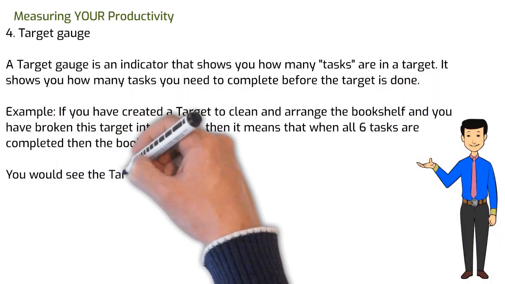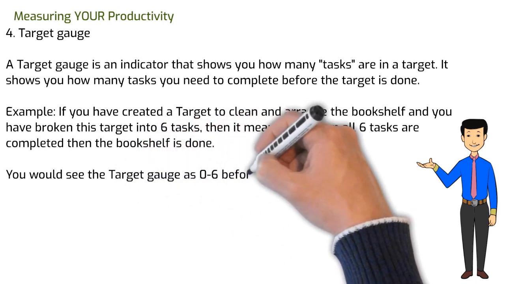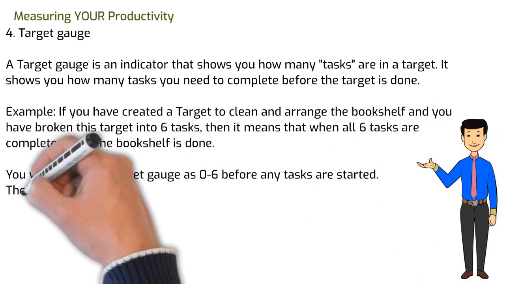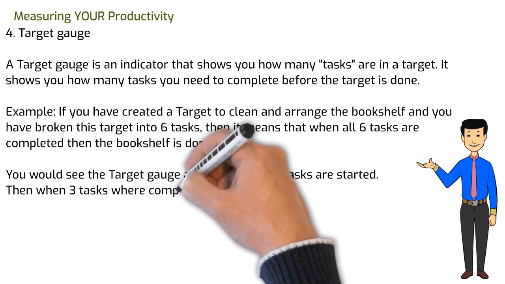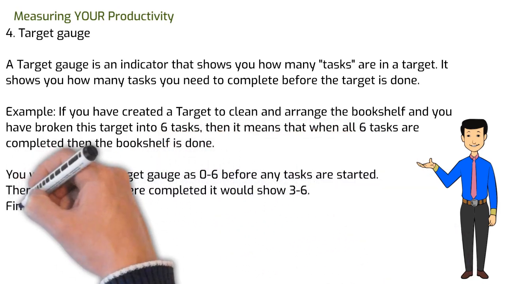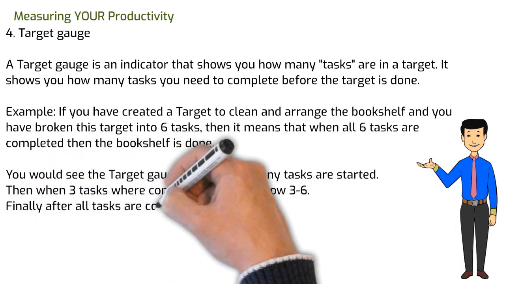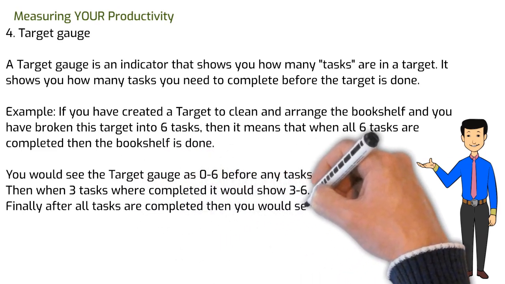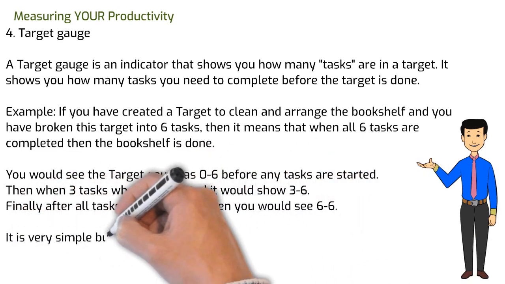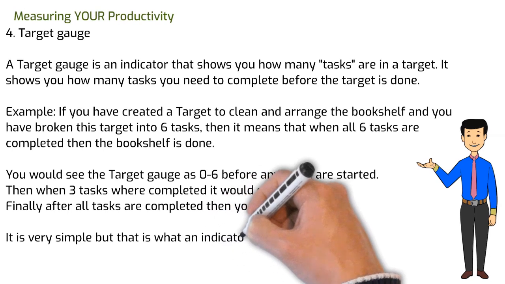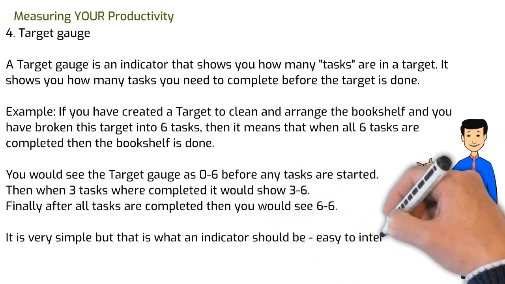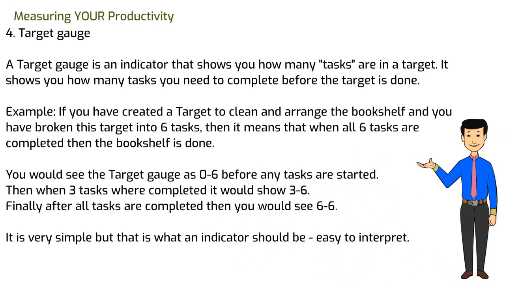You would see the target gauge as 0 of 6 before any tasks are started. Then, when 3 tasks were completed, it would show 3 of 6. Finally, after all tasks are completed, then you would see 6 of 6. It is very simple, but that is what an indicator should be, easy to interpret.